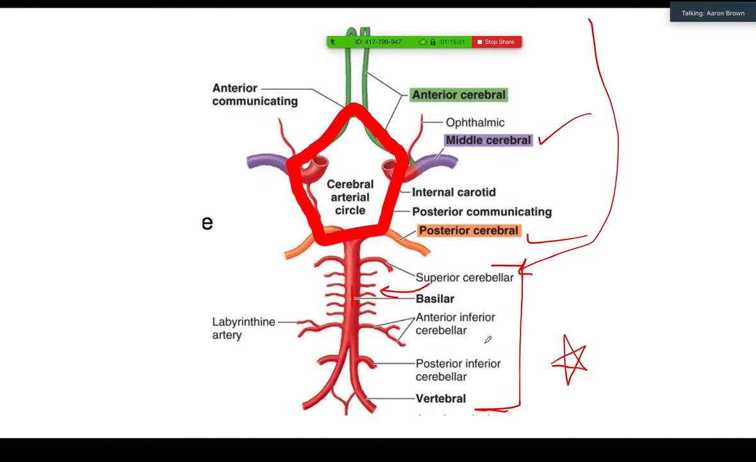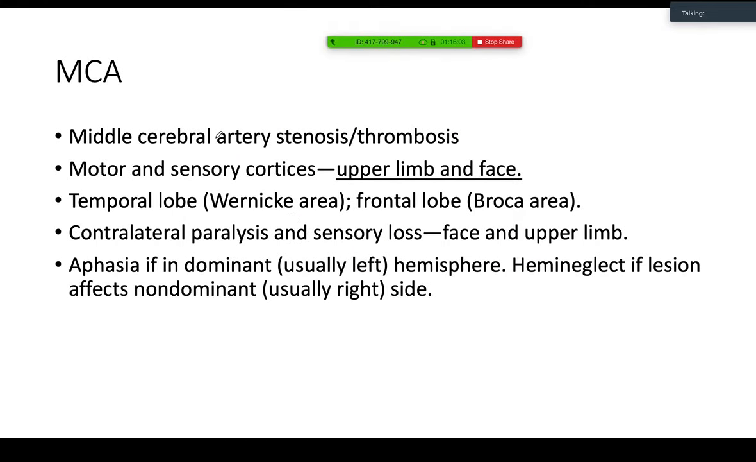Be able to label this from a blank diagram. Be able to label it from a gross pathology. When they're just giving you the arteries of some dead guy, be able to label it from that as well. Okay, great. So our middle cerebral artery. What do we look for in terms of a stroke here? We have our motor and sensory cortices.